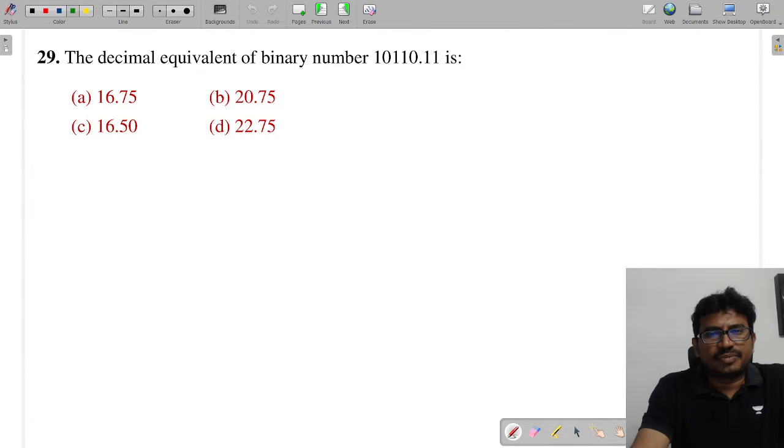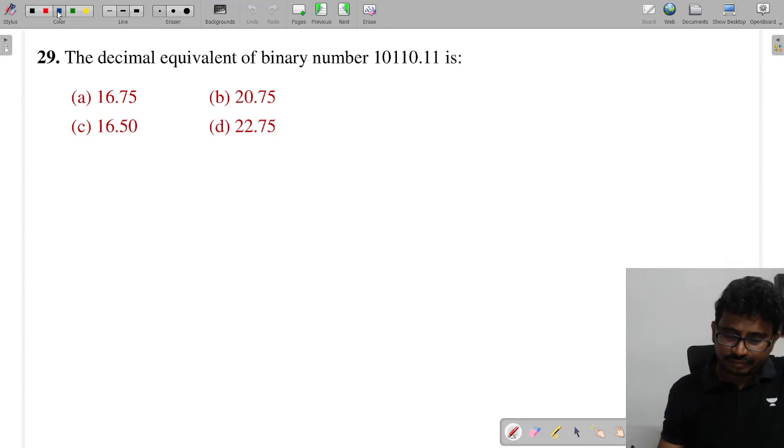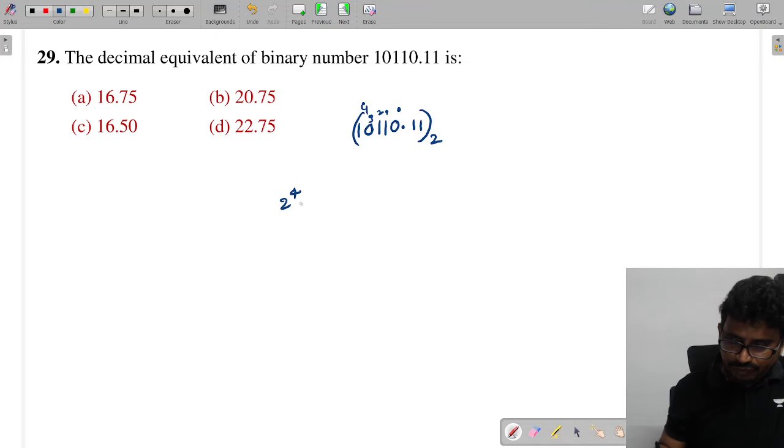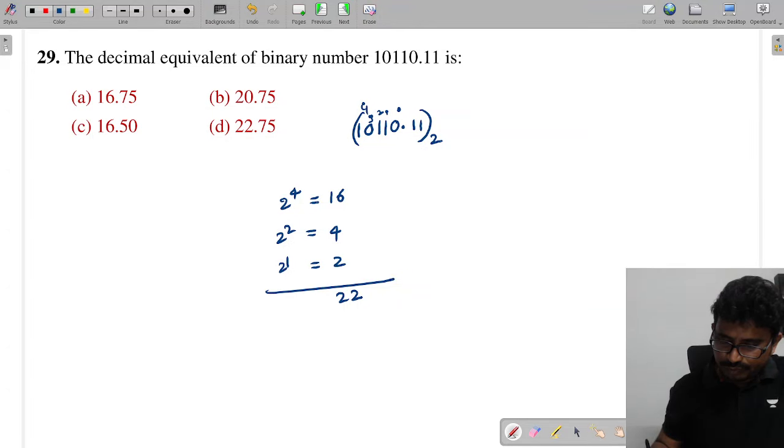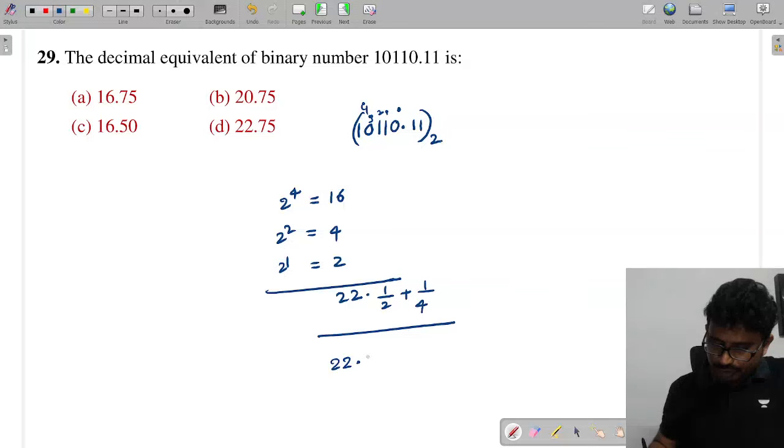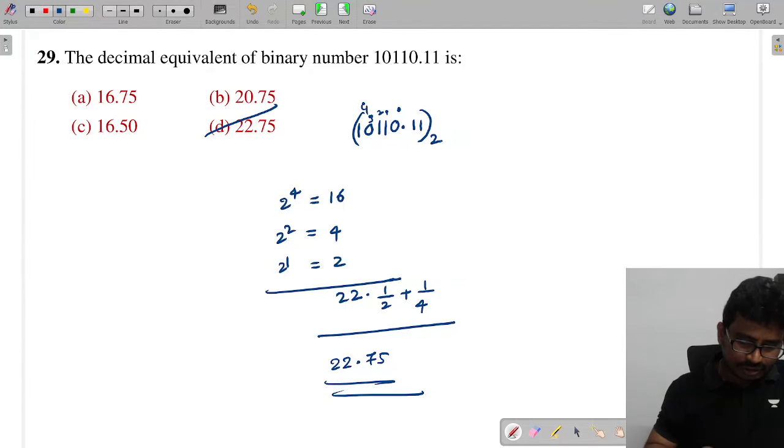The decimal equivalent of the binary number 10110.11 is asked. This is the binary number. We should convert it into decimal form. So these are positions 0, 1, 2, 3 and 4. That means 2 power 4, that is 16, and 2 square is 4, and 2 power 1 is 2. How much is this value? 22. And this is plus 1 by 2 plus 1 by 4. So this value is 22.75. Option D.